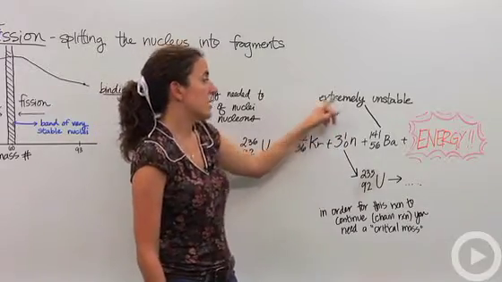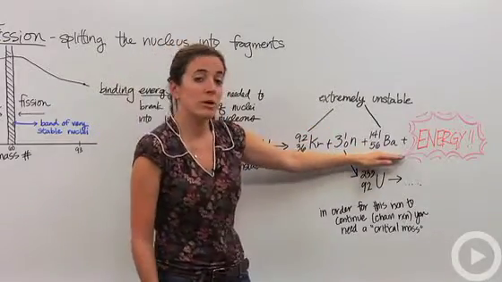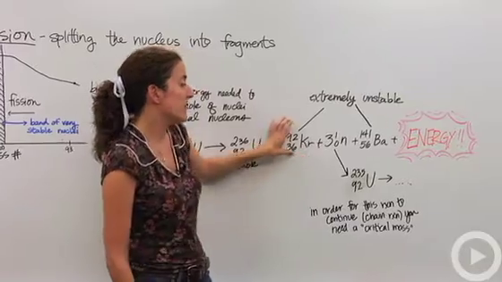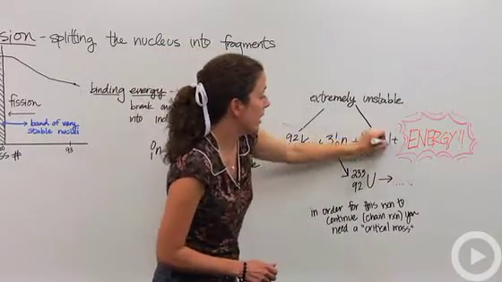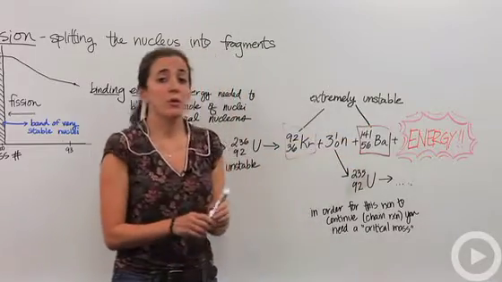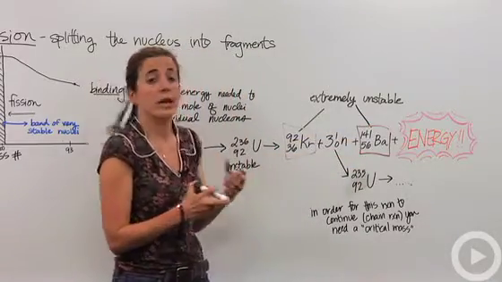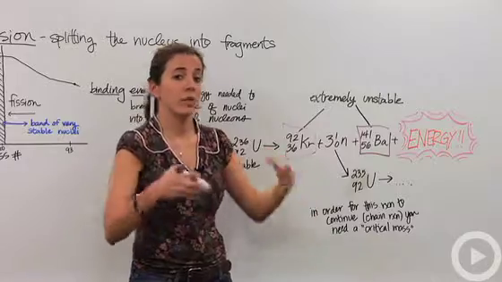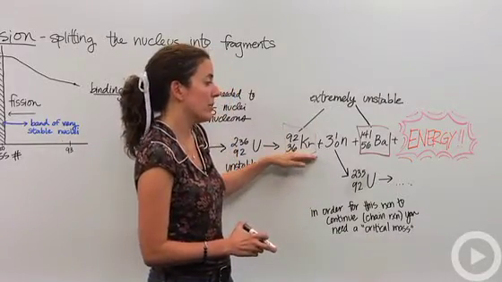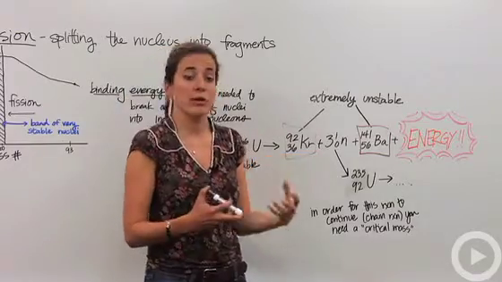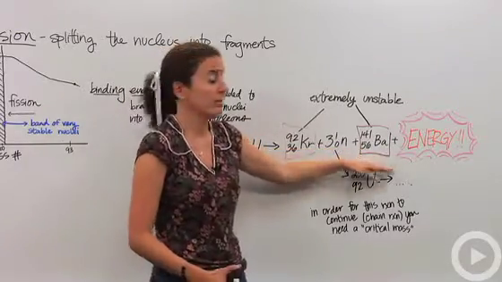These guys are extremely unstable. When we're talking about nuclear waste, it's because these guys are produced, krypton and barium. These are nuclear waste that are very unstable. They'll continue to decay, giving off lots of energy and lots of bad things in the environment. This is when you have to be nervous about nuclear energy, because these byproducts are present.